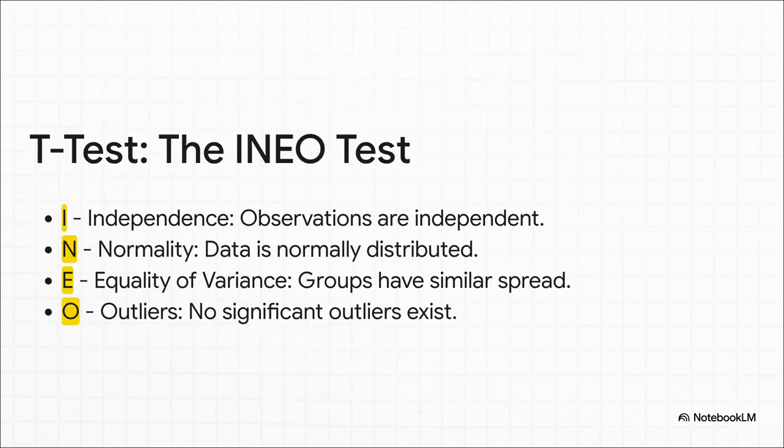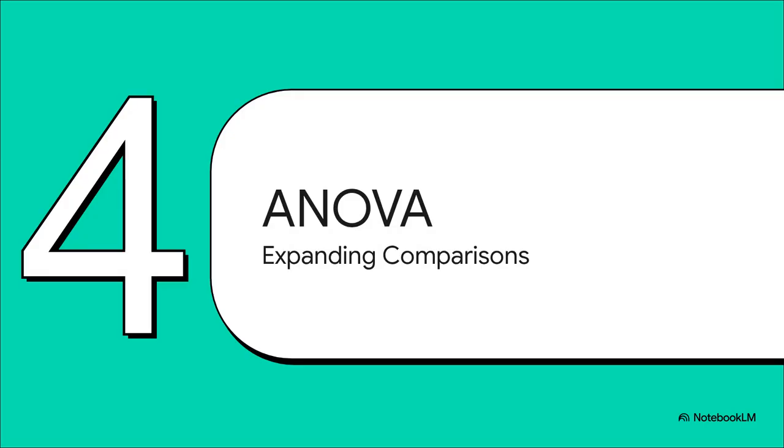And yep, you guessed it, just like regression, t-tests have their own quality control checklist, which we can remember with the acronym INEO. And running these checks is totally non-negotiable. For instance, if your groups have a wildly different spread of data, just comparing their averages can be really misleading. These checks make sure our comparison is fair and our conclusion is trustworthy. So a t-test is fantastic for 2 groups, but what if you're comparing a new website design against, say, 2 old versions? Or maybe comparing the performance of sales teams across 3 different regions. For that, we need to upgrade our comparison tool.